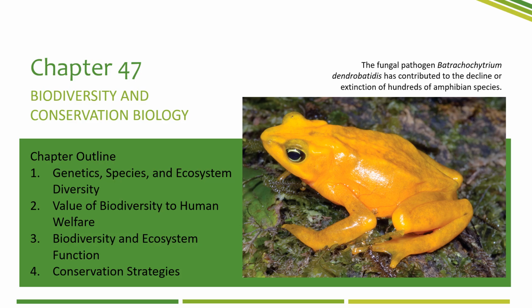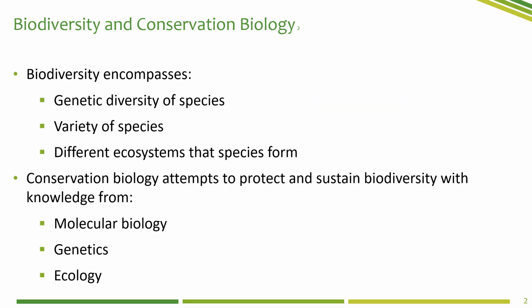So the focus here is going to be on how we define biodiversity and then how we use biodiversity information to educate us and lead us into an appropriate conservation strategy for a particular environment. So biodiversity encompasses the genetic diversity of each species in a region or globally, the variety of species in an ecosystem, and the different ecosystems that a particular species essentially sort of make up.